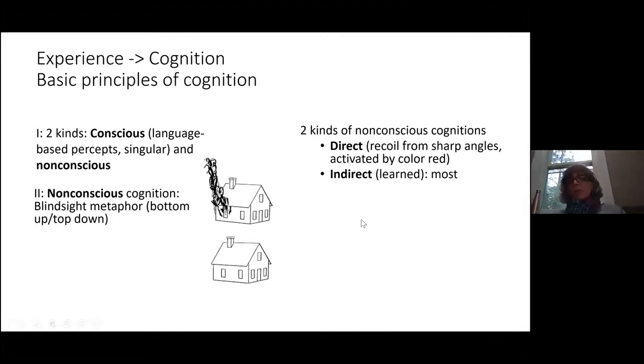So I should just say there are two different kinds of non-conscious cognitions. And again, all of this is over-schematized, as someone like Michael R. Beebe, a cognitive neuroscientist, will tell you. But for our purposes, I think they're useful enough.